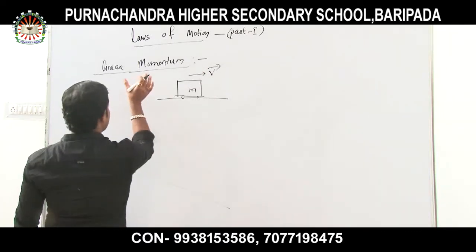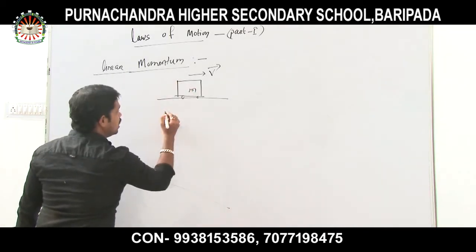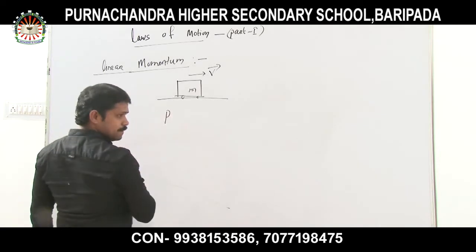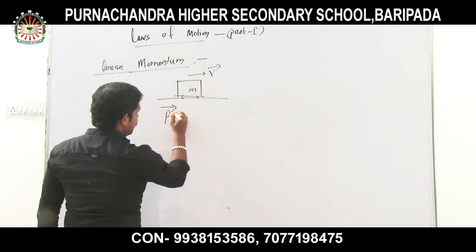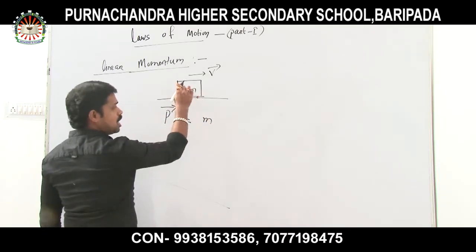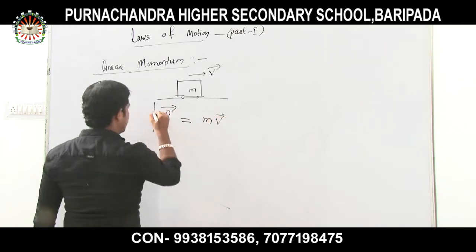Clear? Then what is the expression for the linear momentum of that body? The linear momentum is denoted as P. So momentum P is equal to the product of the mass of the body and the velocity of the body.